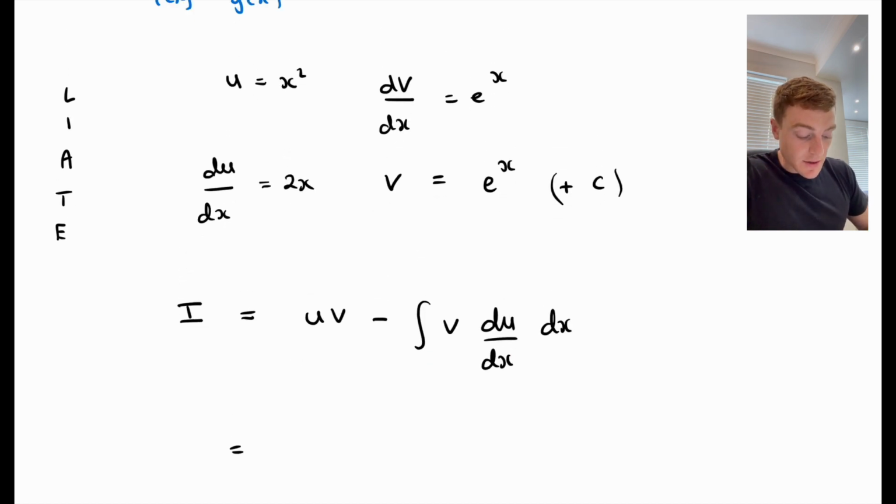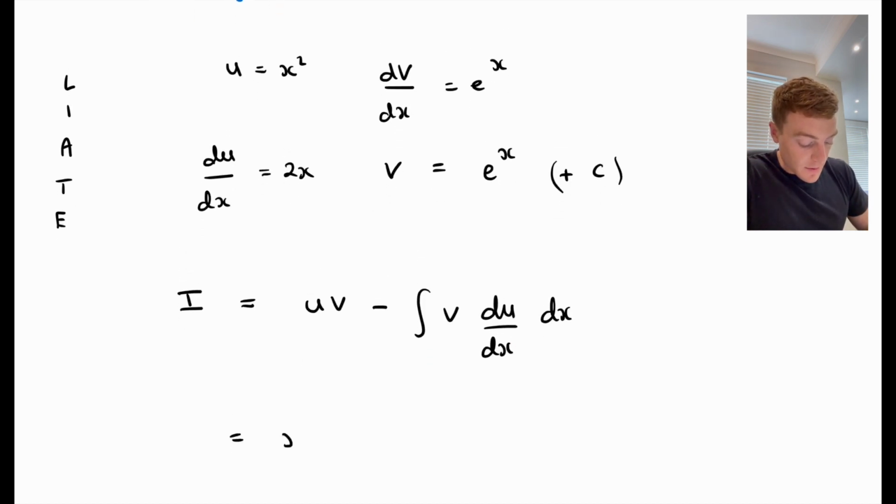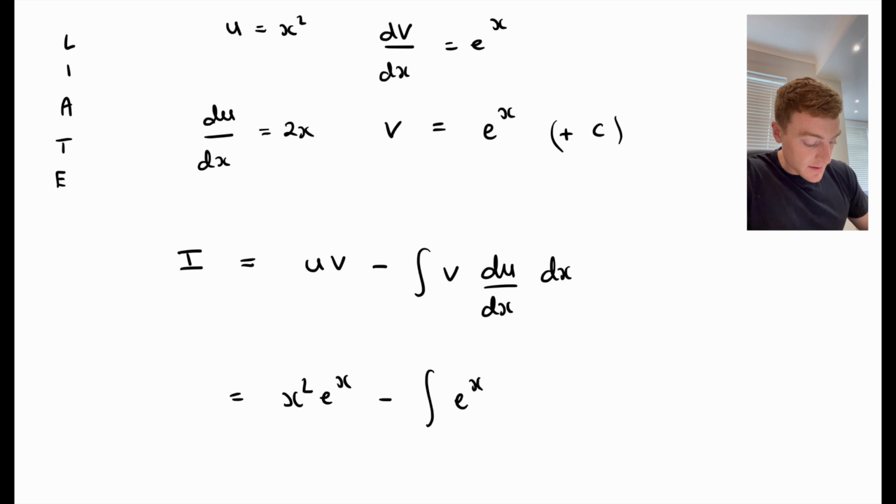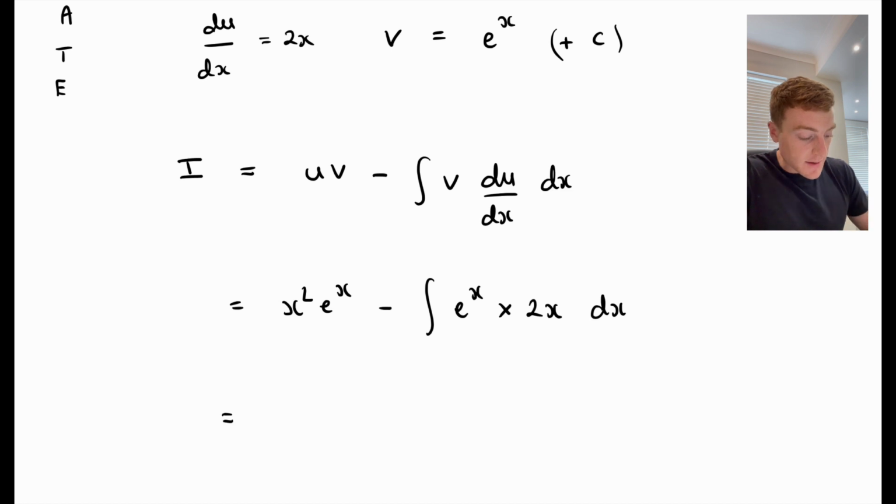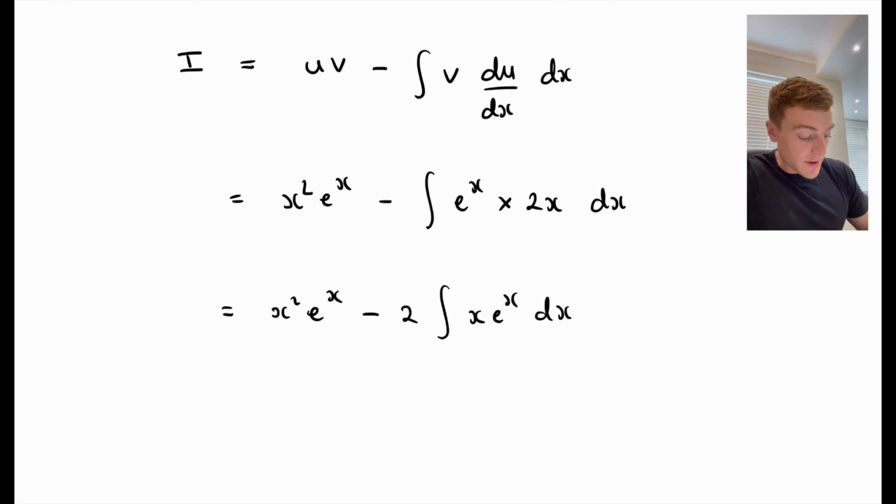So this means my integral I is equal to uv, so x squared e to the x, minus the integral of v, which is e to the x, multiplied by du by dx, which is 2x dx. Now I'm going to tidy this up by taking any constants outside of my integral. So this is x squared e to the x minus 2 lots of the integral of x e to the x dx. All I've done is just rearrange the order inside that integral.